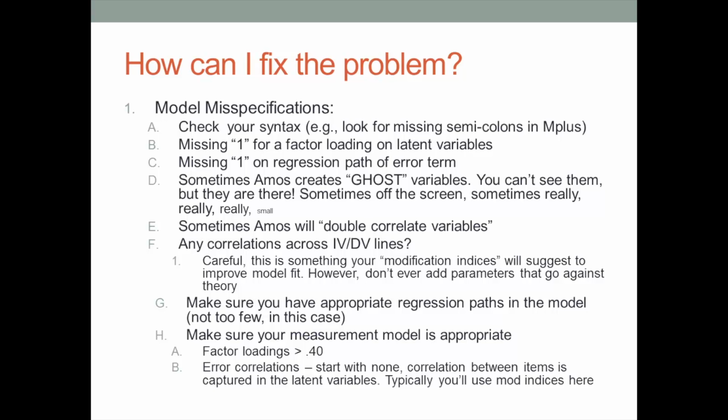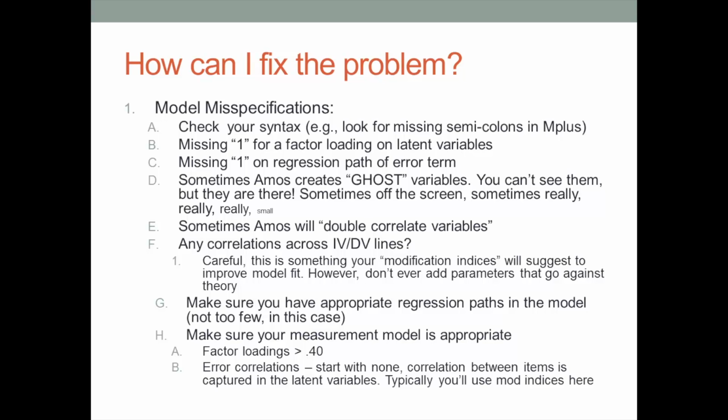I have had times where AMOS actually will double correlate variables. Like if I have 2 variables correlated and then I select a bunch of variables and use the plugin to correlate variables, sometimes I'll get a double correlation. The 2 variables are correlated twice, and when that happens, the program thinks you're really trying to do that, and so it causes a problem.